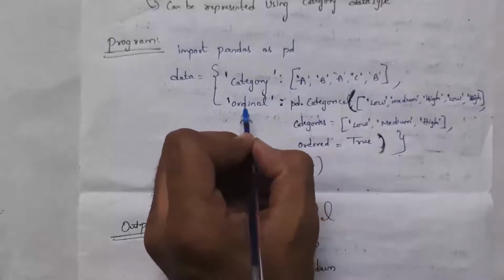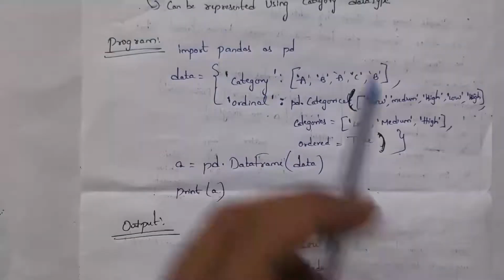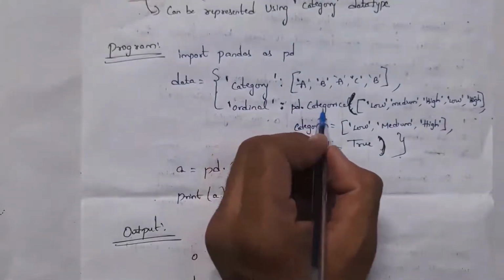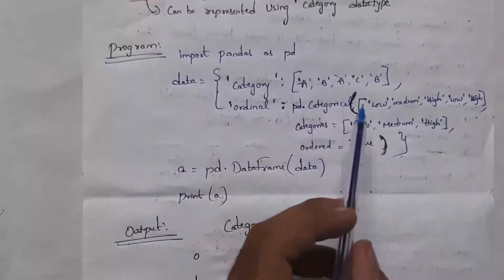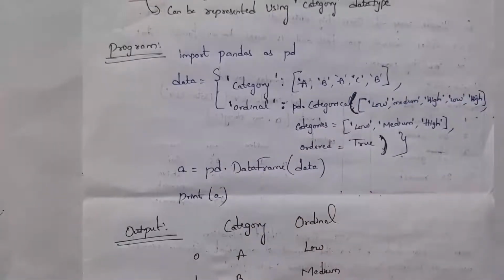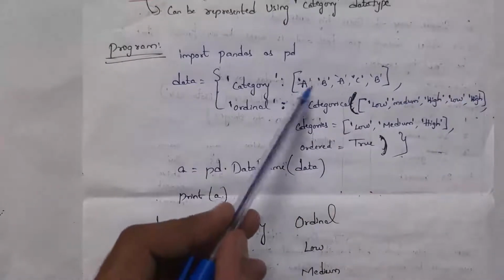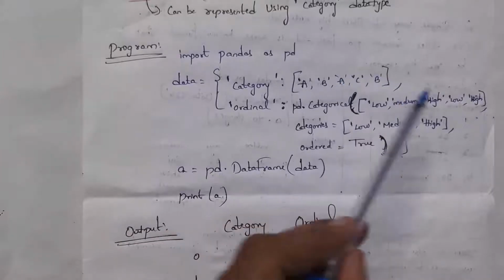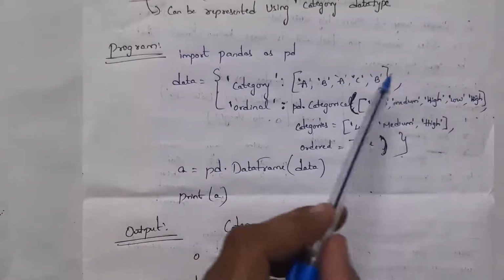And the next column is ordinal, which is the key, colon. We can represent ordinal data using the categorical data type. So write here pd.Categorical of, in total I am taking 5 values. They are low, medium, high, low and high. I am taking a list of elements. So for A low, for B medium, for A high, for C low, and for B high.